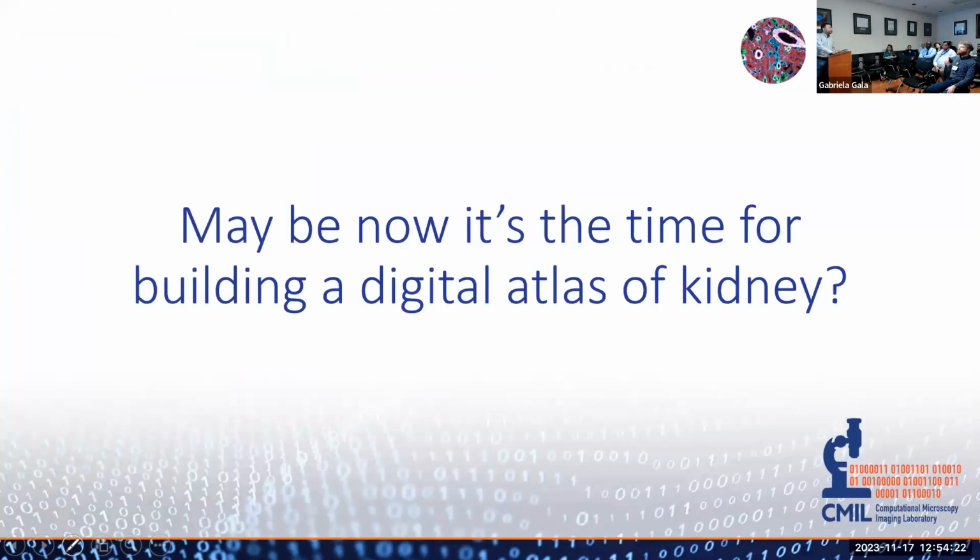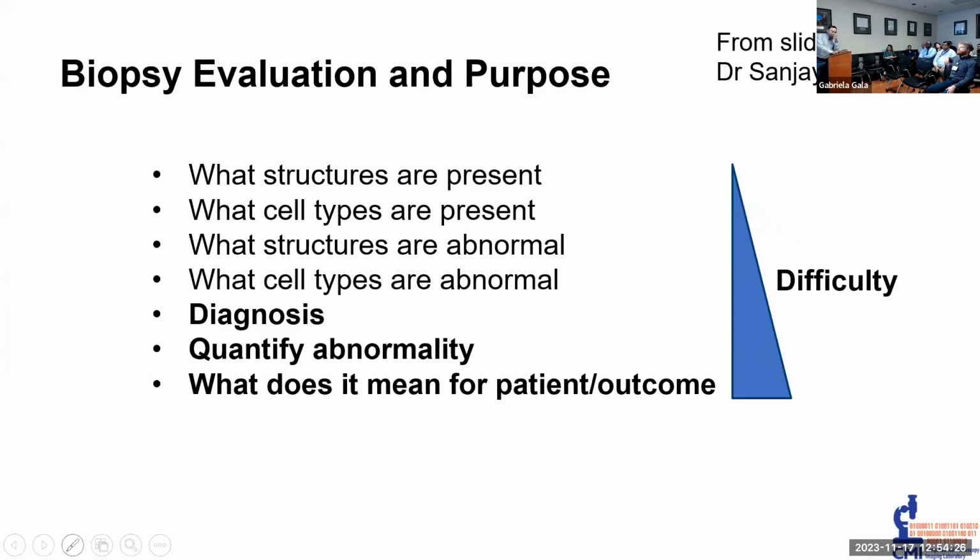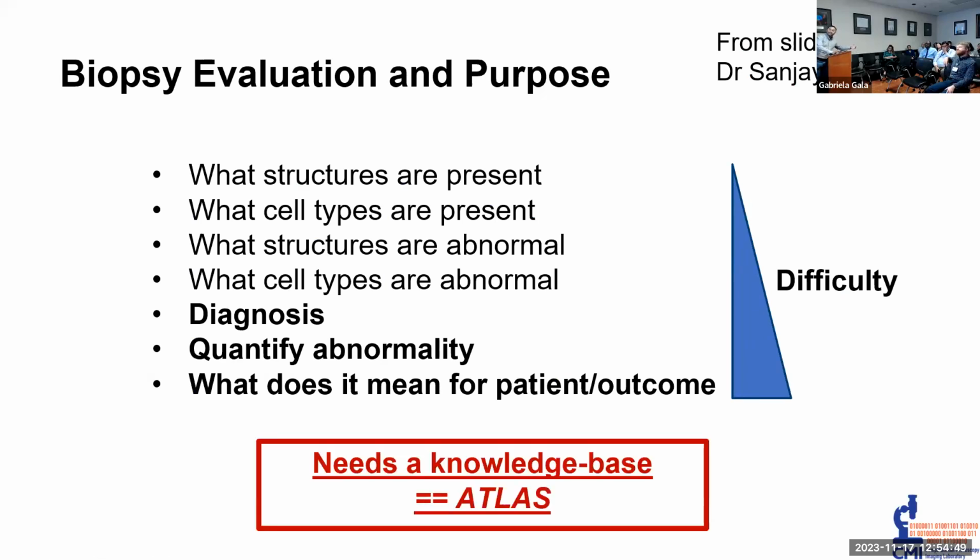But maybe this is the time for developing a digital atlas of the kidney. And when you talk about a digital atlas, we talked about the level of complexity, which starts from a structure, with the number of cell types present, with abnormality to diagnosis, to quantifying the abnormality, and to see what it means for a patient, and what the plan looks like for bringing this to a clinic. And that's called the atlas. That could be the atlas.